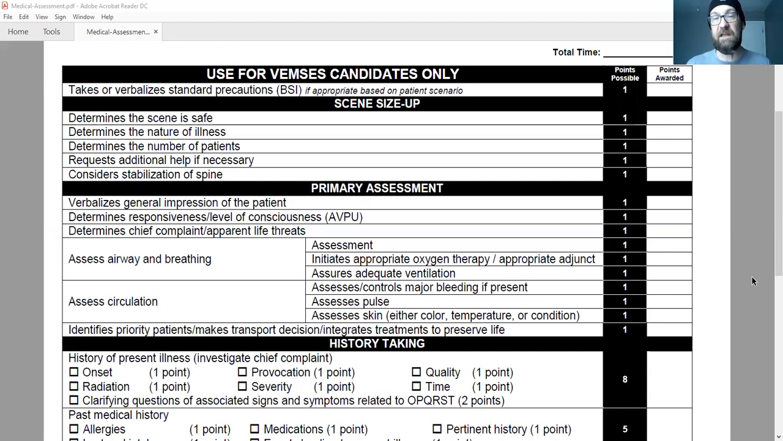The general impression of the patient is poor because of his skin condition, the diaphoresis, and that he's clutching his chest and obviously appears to be in some amount of pain. Hello, sir. My name is Joe. I'm with the rescue squad. Can you tell me what's going on today? Feel chest pain.